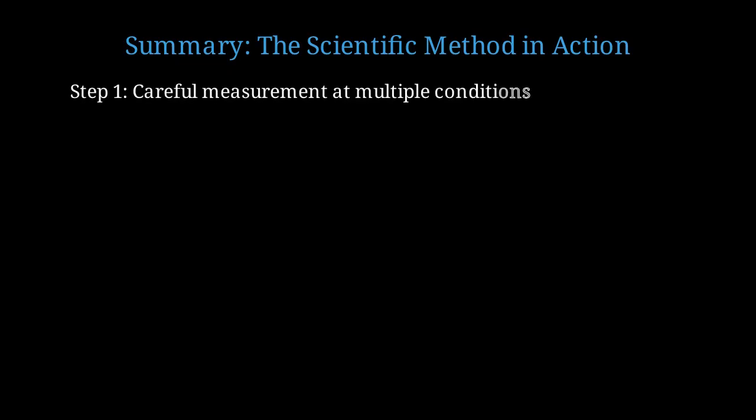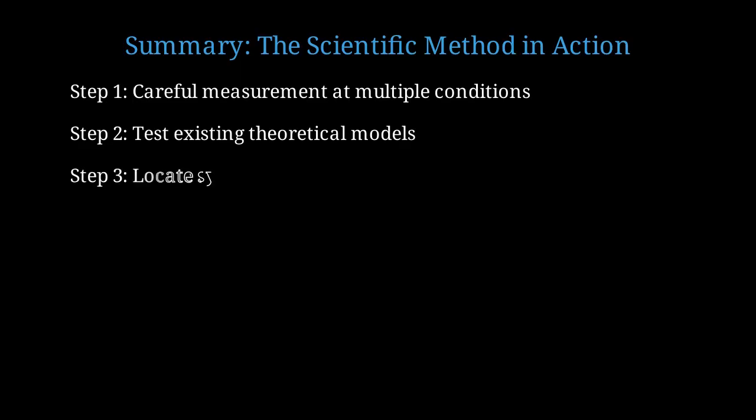Let me summarize what we've learned about the scientific method in action. Step 1. Careful systematic measurement at multiple conditions, in this case, different temperatures. Step 2. Test existing theoretical models. We found Wien's law and Rayleigh-Jeans law each worked in different regions. Step 3. Locate where and how the models fail systematically. The ultraviolet catastrophe was a clear failure.